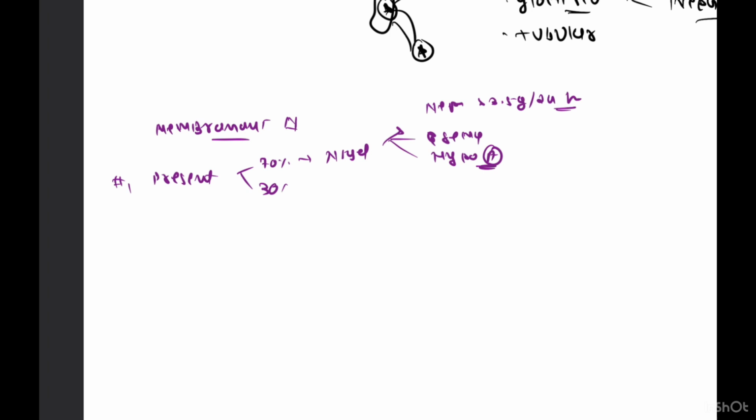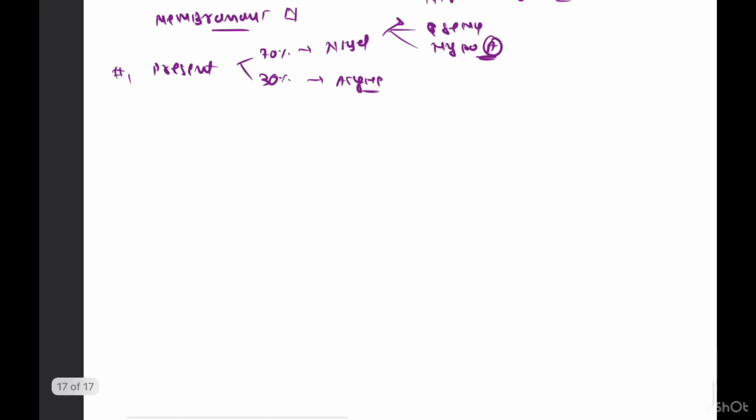There are 30% of patients who are asymptomatic. On routine checkup they may be found to have proteinuria and low albumin level, but they are asymptomatic, they may not develop edema. So these are the presentations of membranous nephropathy.